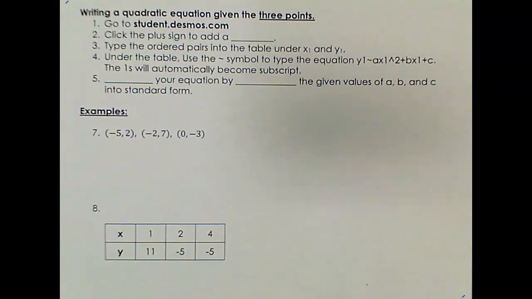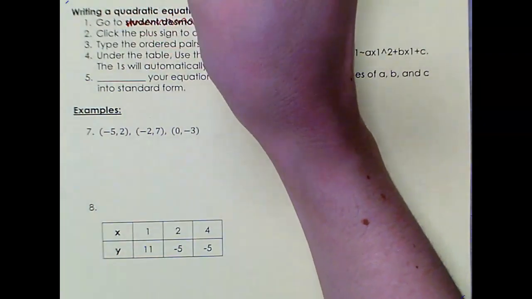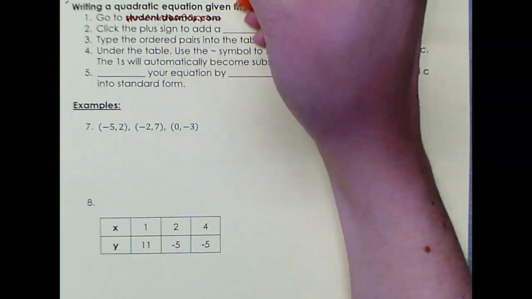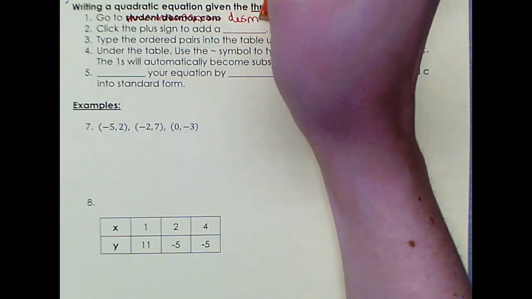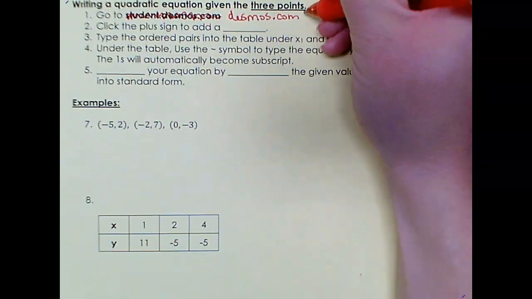Now for this one, I do need to make a little bit of a change because the site here is wrong. So it says if you're writing a quadratic equation and you're given 3 points, go to student.desmos.com. I need you to mark that out. Just go to desmos.com. And if you want, you can go to desmos.com/calculator.